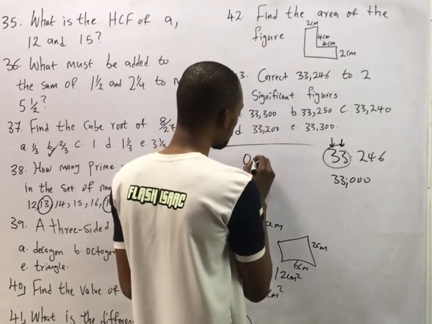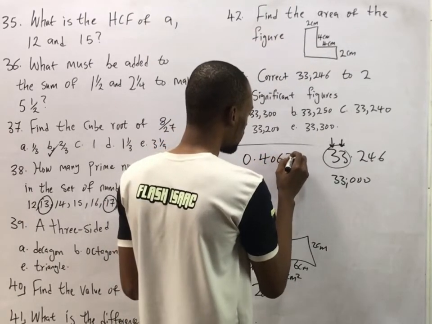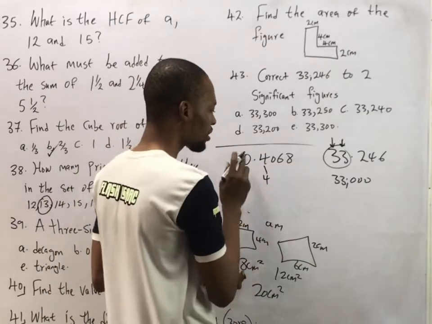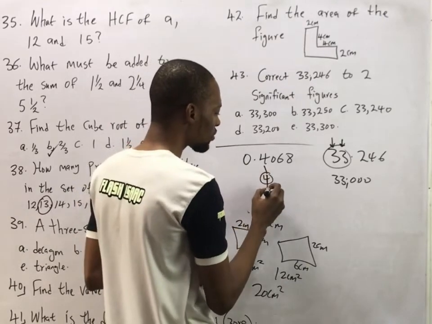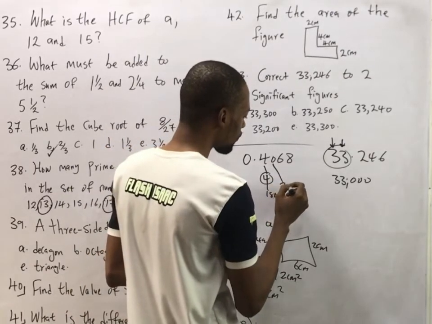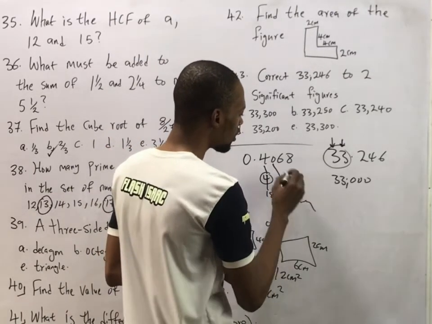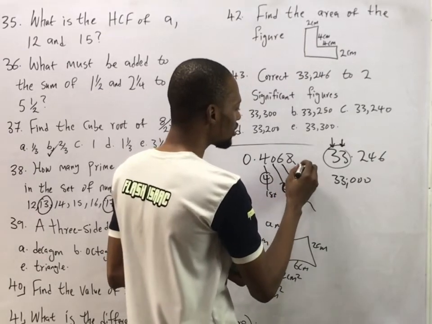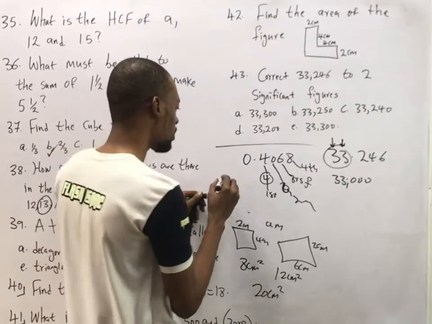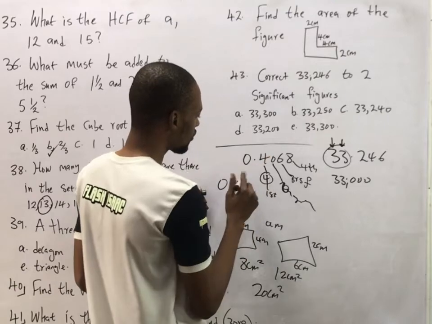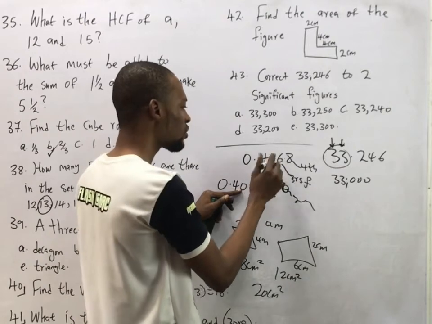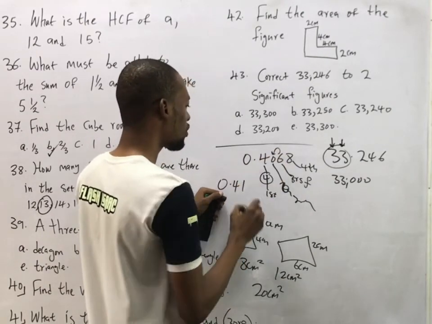If you are given something like 0.4068, in this figure, the first significant figure is 4 because this is 0. This is the first value that is not 0. The second significant figure is 0. This is the second significant figure. This is the third significant figure. And this is the fourth significant figure. If you are rounding this value to two significant figures, it will simply be 0.40. But since this other value is bigger than 5, we approximate. So you take 1 and add here, and it becomes 0.41.